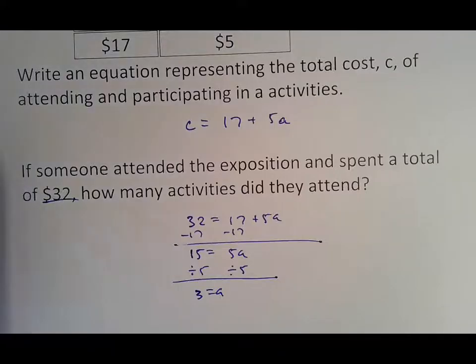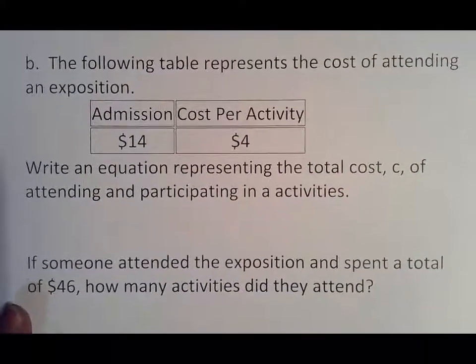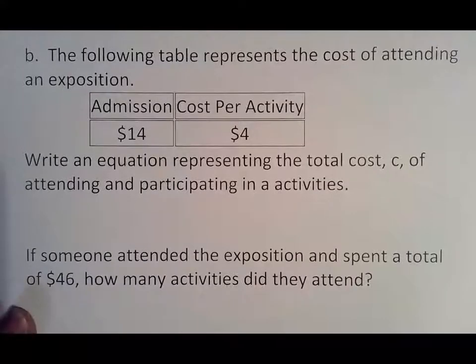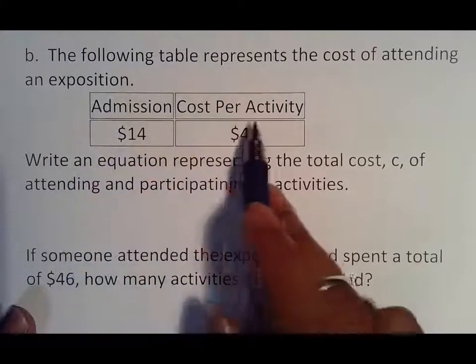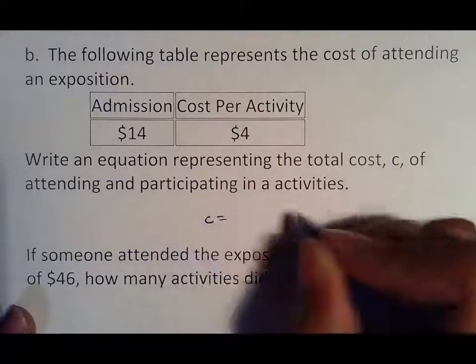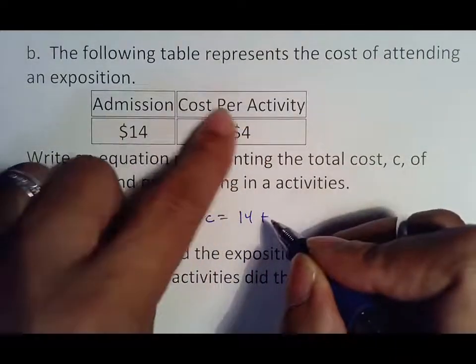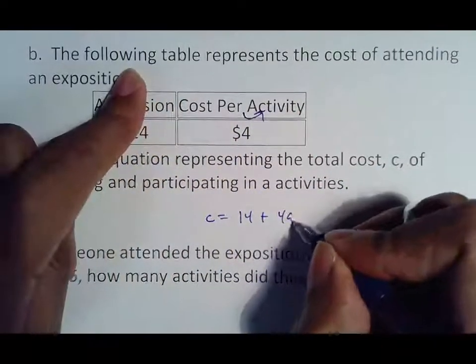That's the only problem you're going to see. You're just going to see it a couple to a few times to make sure you at least have it down. So again, admission is 14, cost per activity is 4. They want the total cost C of attending, so you would put C equals, because that's the cost, $14 plus $4 per activity, so it should be 4A.